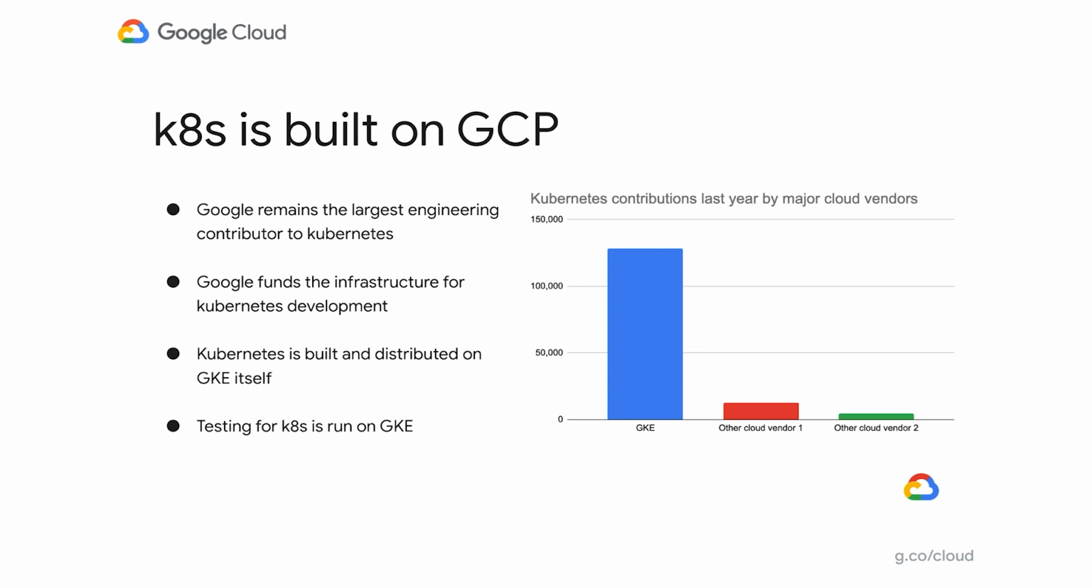First, Google continues to heavily invest in open source Kubernetes, helping with scale, security, and reliability of Kubernetes. Google is the #1 contributor, out-investing all other major cloud providers, as well as other companies that support Kubernetes distributions. Google funds the infrastructure for Kubernetes development. Kubernetes is built and distributed on GKE itself, and all Kubernetes testing is run on GKE.